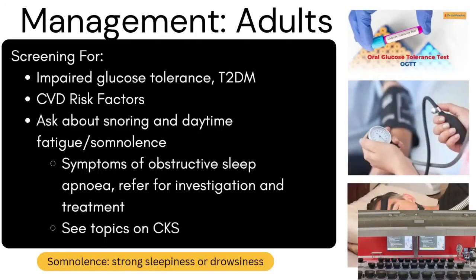Moving on from that, we're looking to screen. So we're looking at impaired glucose tolerance. We might do a test like an oral glucose tolerance test. Look at cardiovascular disease risk factors like blood pressure. Asking about sleeping patterns is important as well, because someone might have sleep apnea, and that might be something that we can address at the same time. And I believe you've already studied many of these topics, so let's look at the clinical skills topics for that one around weight loss, etc.